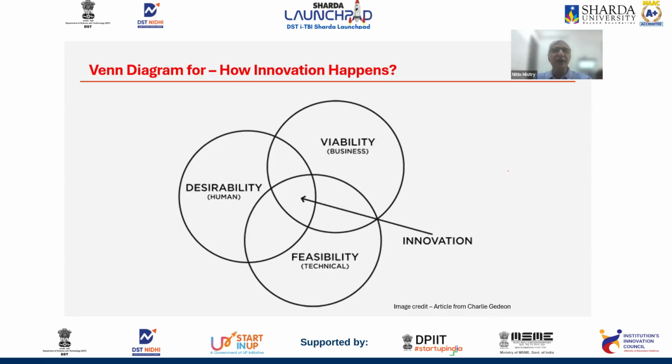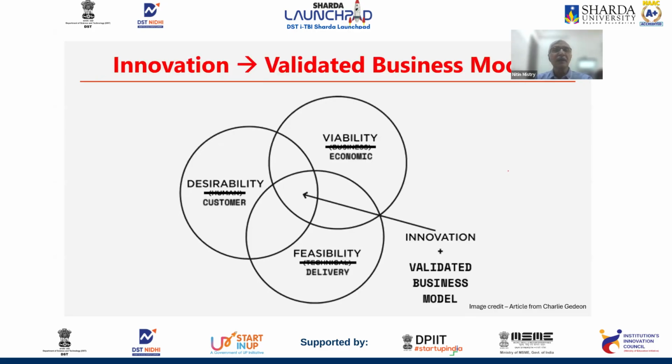Now we use the same Venn diagram, the same theory, to create a validated business model, right? So we will just tweak the previous Venn diagram. Desirability becomes customer, that means what the customer desires. Feasibility means how we deliver. Viability means how economical my innovation is, and that innovation center point becomes a validated business model, right?